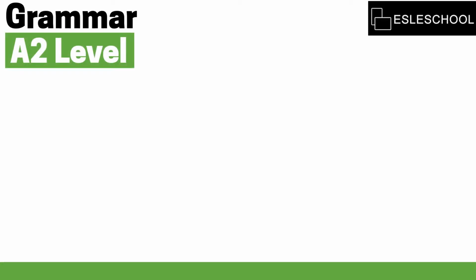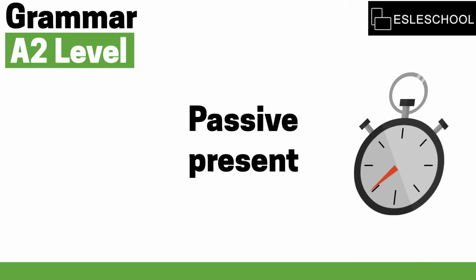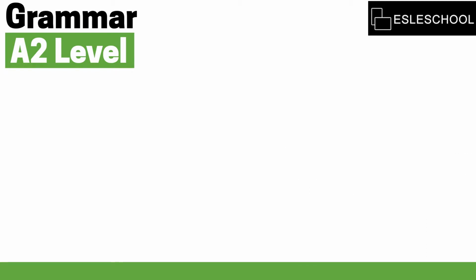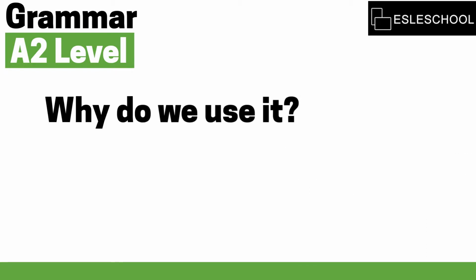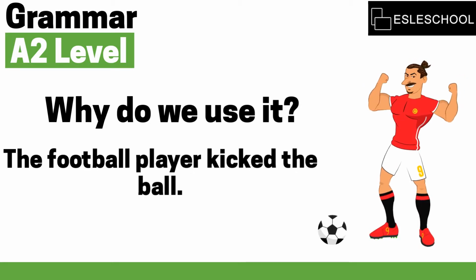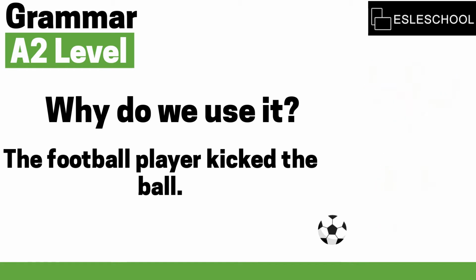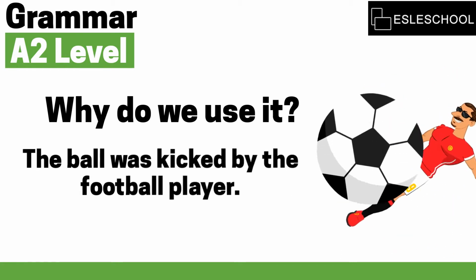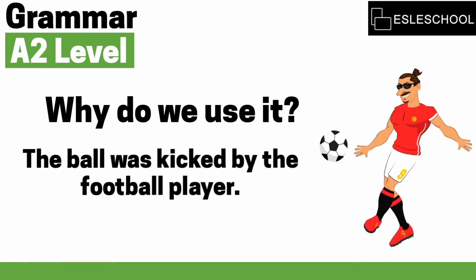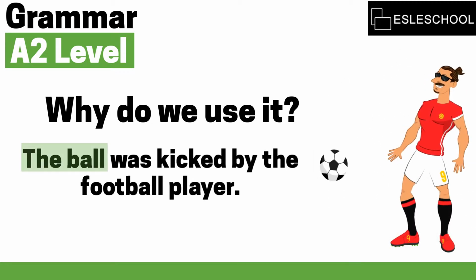In this video, we will look at how to use the passive in the present and past. So why do we use it? We use it to make the object more important than the subject. So instead of the football player being the most important thing, we can make the ball more important by moving it to the beginning of the sentence.